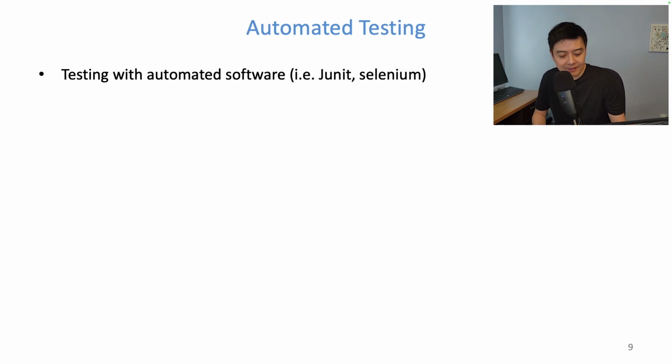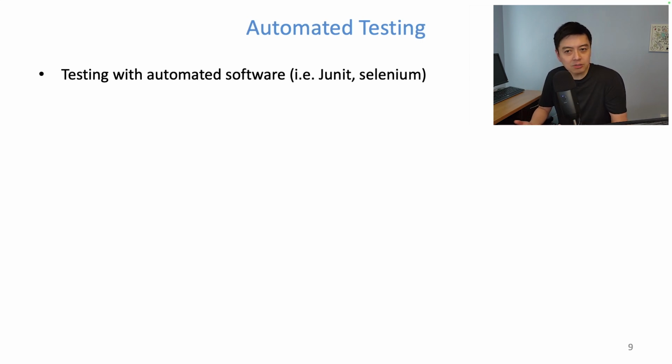In automated tests, this is slightly different. We're testing with automated software. Examples of this would be JUnit or Selenium, but there are many, many different tools out there. There are different tools for different types of tests. JUnit, for example, would be used for something like a unit test or an integration test, things I'll get into a little bit later. Selenium would be things like automated browser tests, so it would automate the functionality testing.